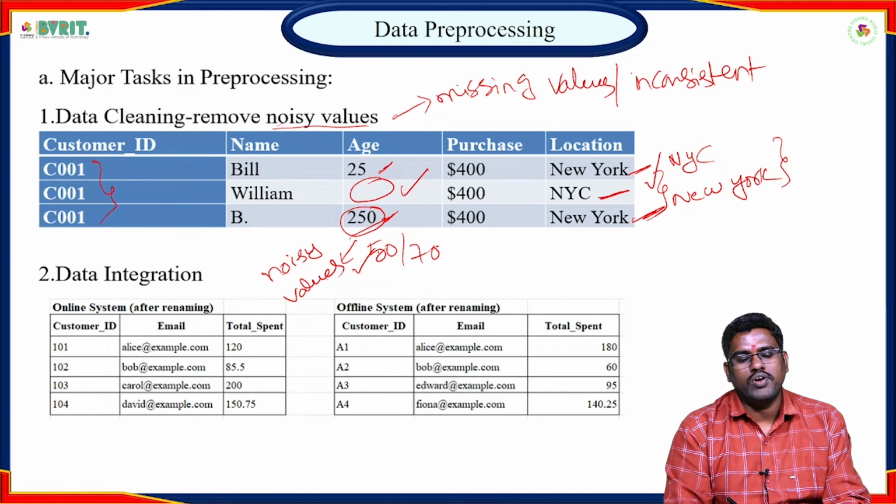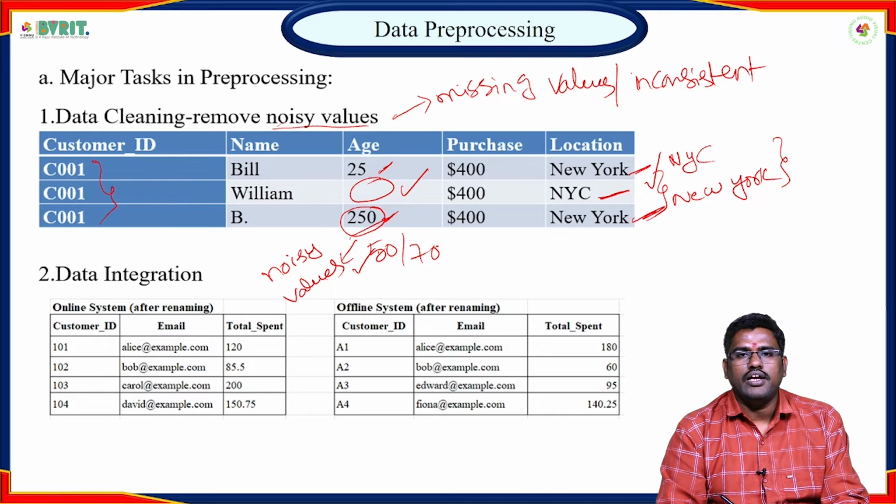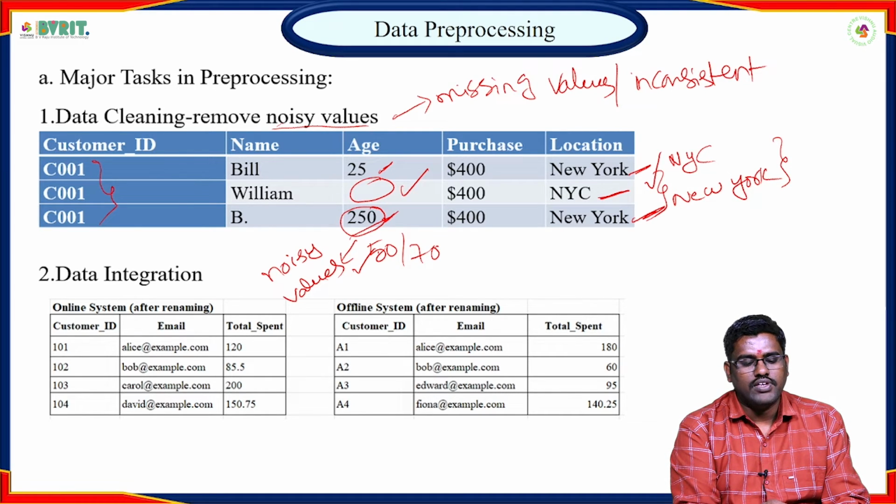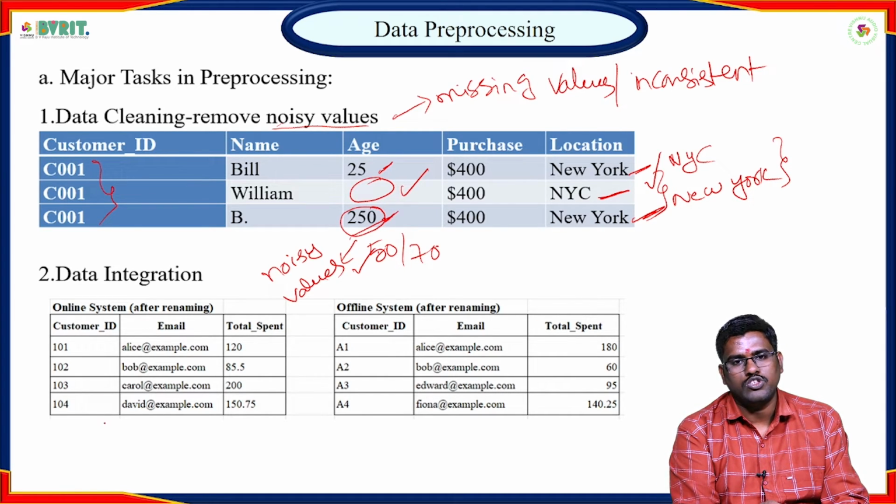And coming to the next one, data integration. Data integration means it is used to combine n number of sources into a single source. See this example. We have the customer IDs 101 to 104 with different IDs along with the total spent amount like this. In the offline system, they have customer IDs A1 to A4 along with their emails and the total spent amount like this.